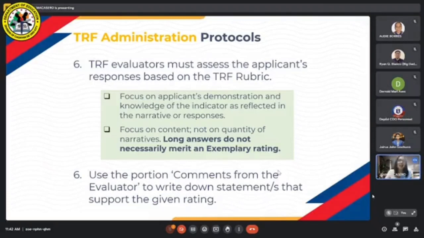Also, you will be using students, learners, who will provide the rating sheets. Do not bring the rating sheets; we will produce these based on DepEd Order number 7, series of 2023.